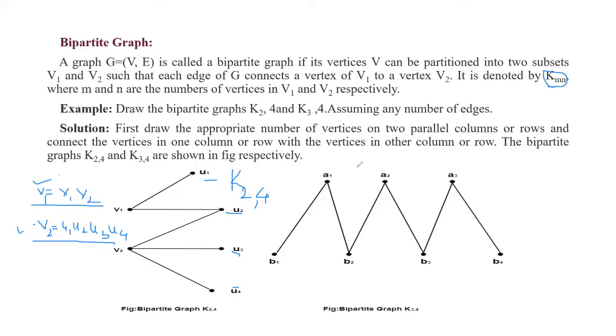So the number of vertices in the bipartite graph is 2 plus 4, that is equal to 6. And the number of edges in the bipartite graph we count as 1, 2, 3, 4, 5. So the number of vertices is 2 plus 4, 6, that is 1, 2, 3, 4, 5, 6.